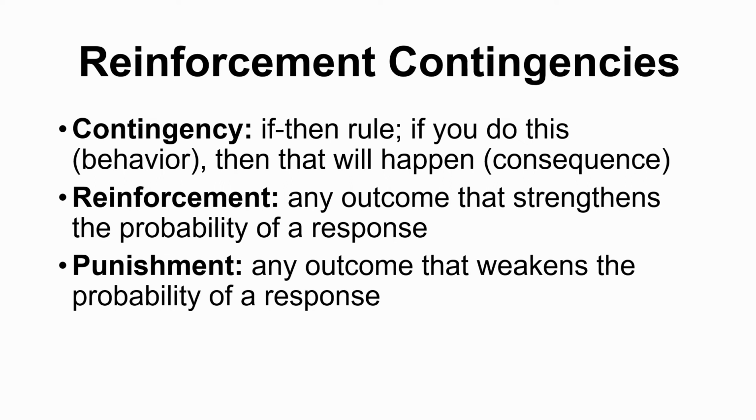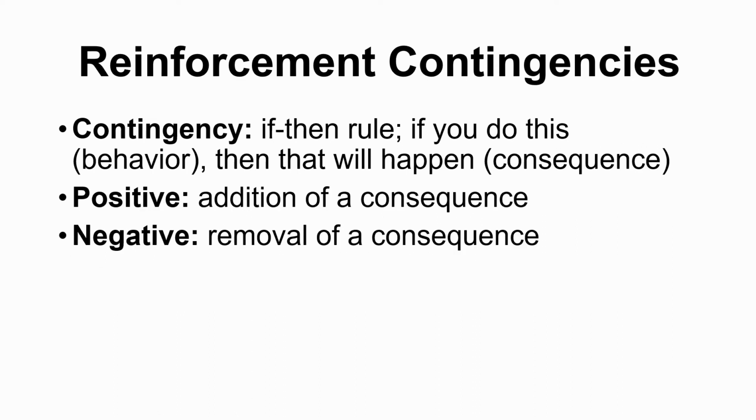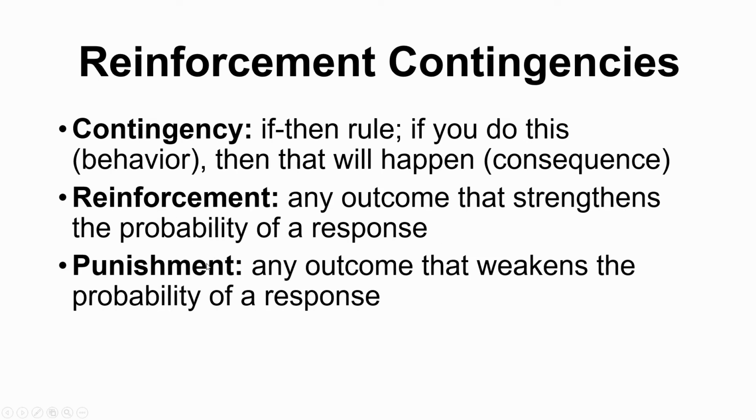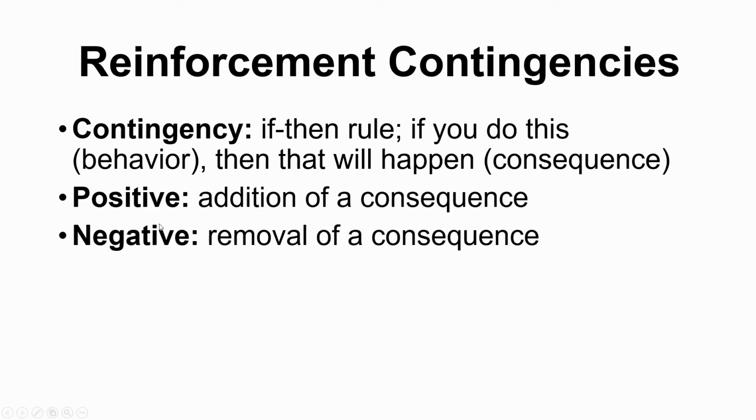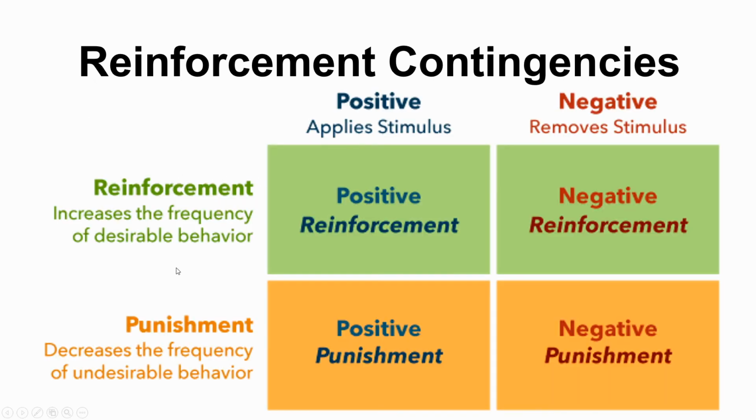In addition to classifying a contingency as either reinforcement or punishment, we can talk about it as being either positive or negative. And positive and negative don't have anything to do with whether it's followed by a good or a bad outcome. That's still covered under reinforcement or punishment. Instead, positive refers to the fact that we add a consequence, and negative refers to the fact that we have removed a consequence. And so this is going to make more sense when we put it all together. So let's look at this diagram here where we have reinforcement and punishment, but we also have positive and negative.